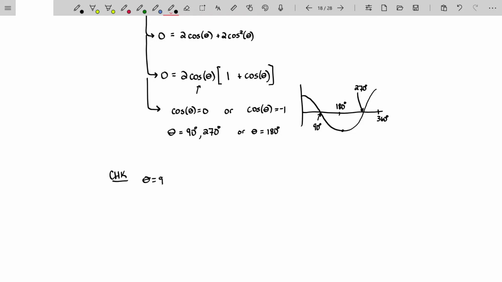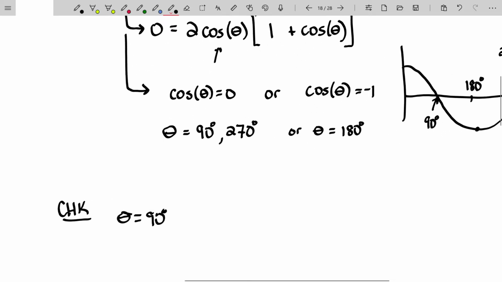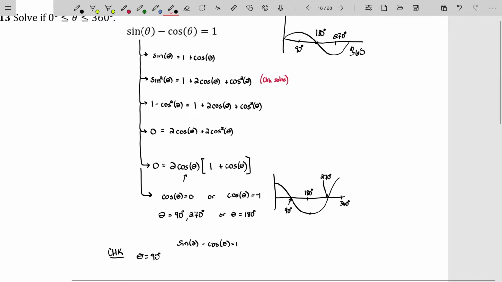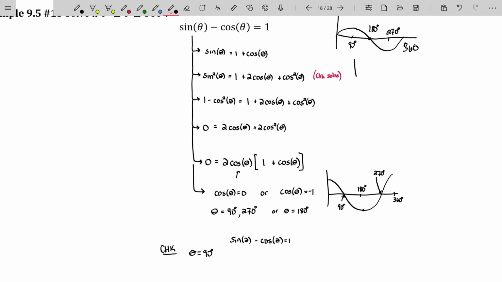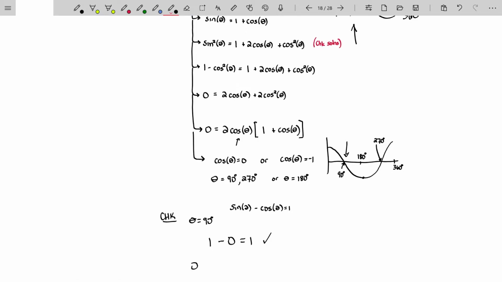For theta equals 90 degrees, and remember our equation was sine minus cosine is equal to 1. We want sine of theta minus the cosine of theta to equal 1. Well, at 90 degrees, sine of theta is 1. You can see it up above right here. So we get 1 minus, and cosine of theta is 0. That works. So I'll keep the 90 degree.